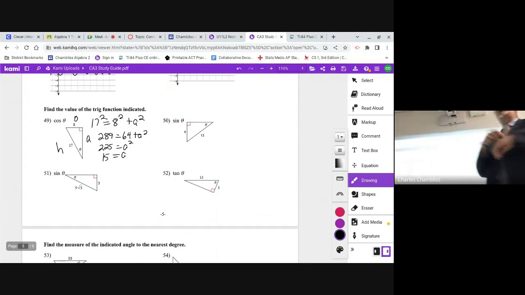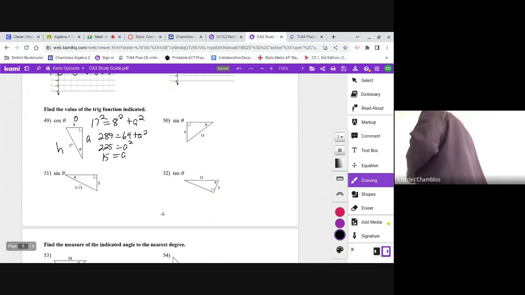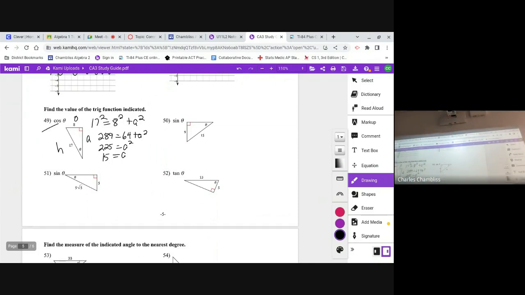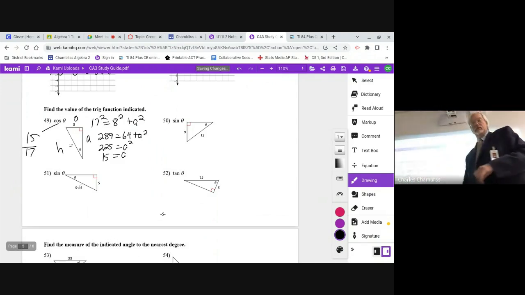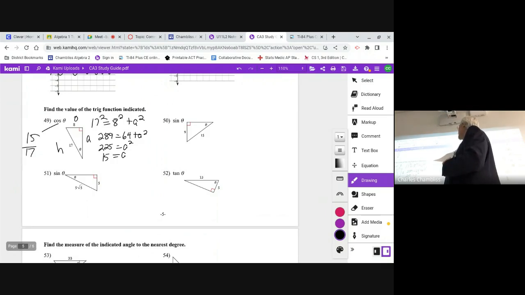But now I have to use that to find the trig ratio, adjacent over hypotenuse. So cosine theta is going to be 15 over 17. Again, I had to use the Pythagorean theorem to find it. Similar here in number 50, I don't know this segment up here. I don't need it. I need opposite and hypotenuse for sine. So that'll be 9 over 15, which simplifies to 3/5.